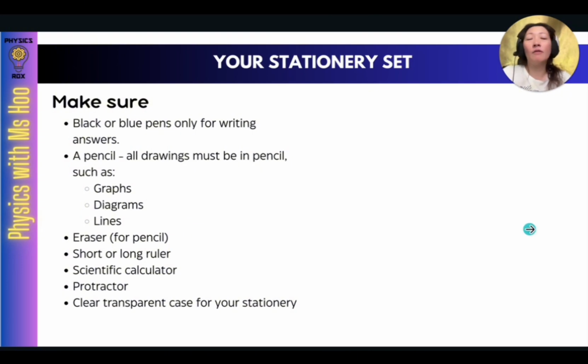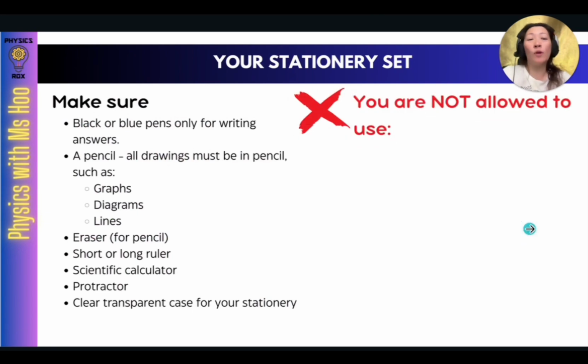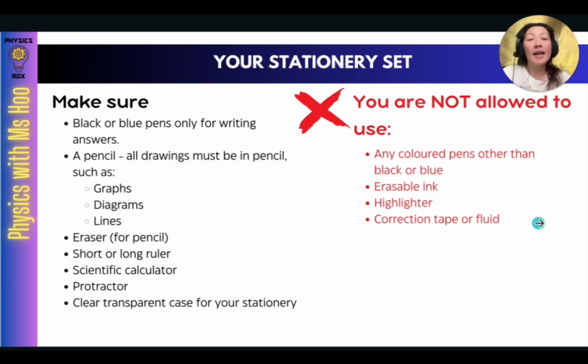Now, do not bring the following because you are not allowed to use any colored pens other than black or blue. So don't try to stand out from the crowd by bringing an orange or green or pink pen. It will be stated very clearly on the cover of your examination paper that you can only use black or blue. And in fact, all the practice questions you've been doing up to now in school or at home should have been in black or blue only.